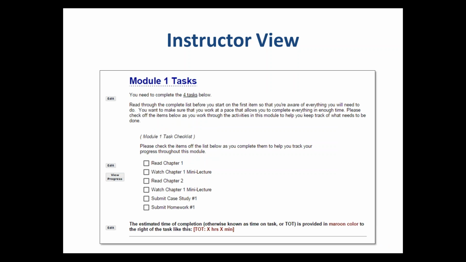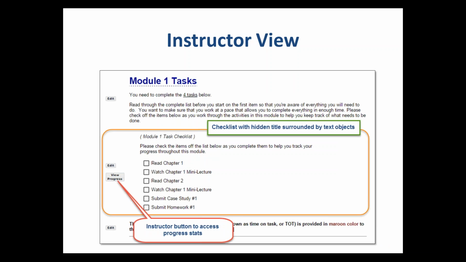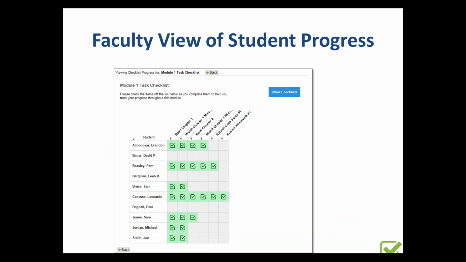On the other side, this is what the instructor view would look like on the page. You'll see that there's a text object above it and a text object below it. We're trying to marry this content together so it looks slick. In this case, the instructor has chosen to hide the title, and that's why it's in parentheses and italicized, but they have provided some description. You'll also notice a view progress button that we've added below the edit. This allows the instructor at any point to jump to a view that shows how well the students are progressing. That page looks like this.